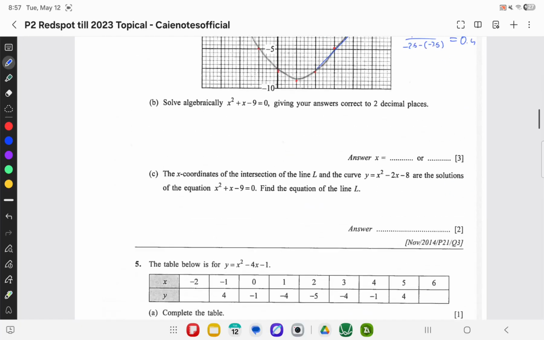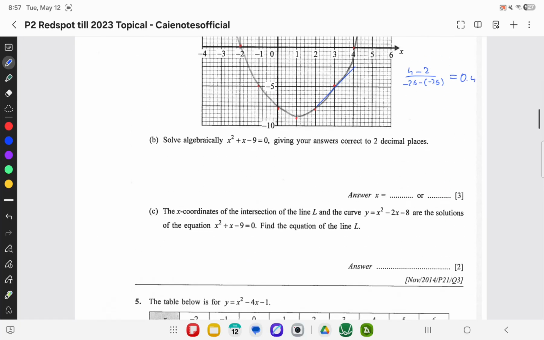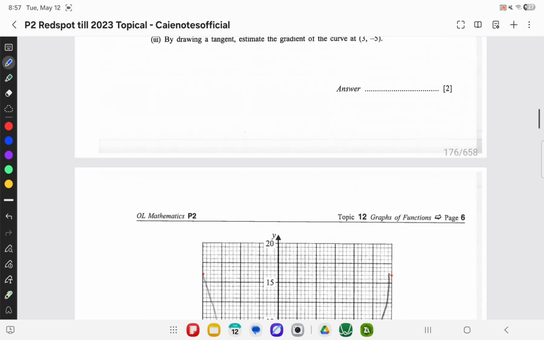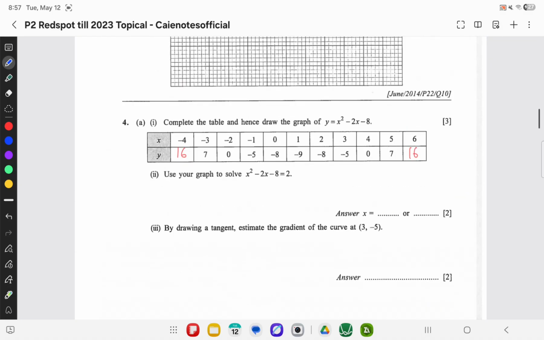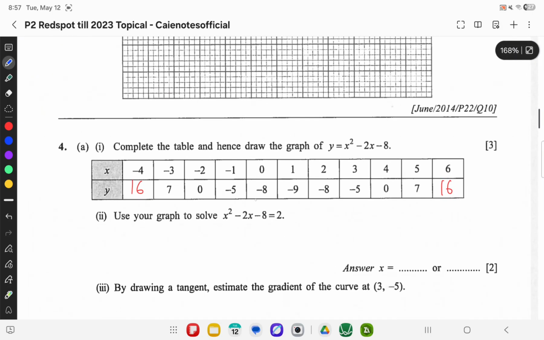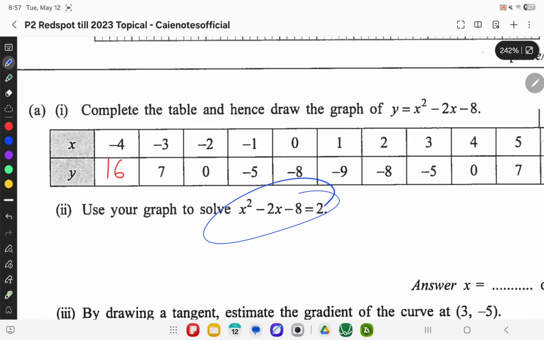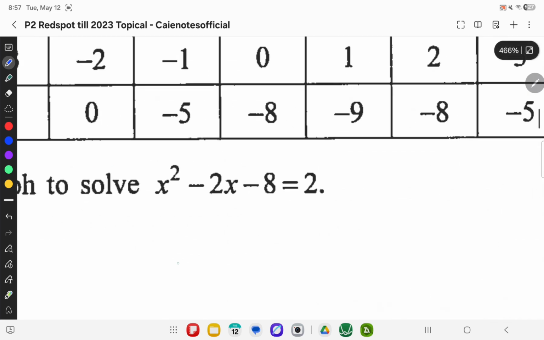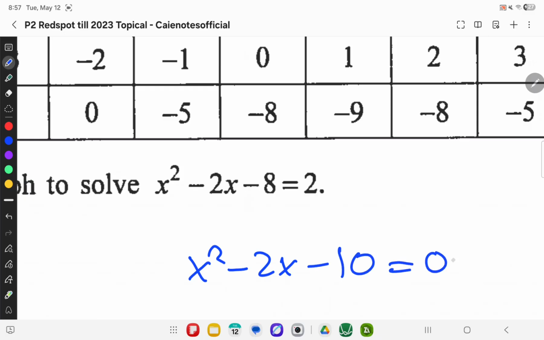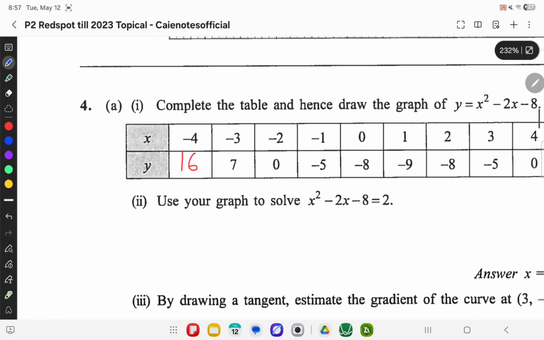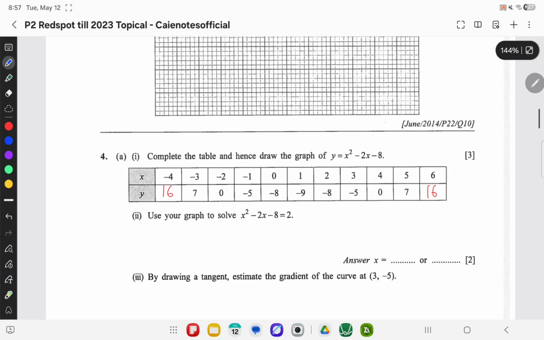Okay, solve algebraically. Now we have this curve. We can use our graph to solve this equation. Now you can do this by yourself: x squared minus 2x minus 10 is equal to 0. But we are not doing a lot. We're just solving this equation.